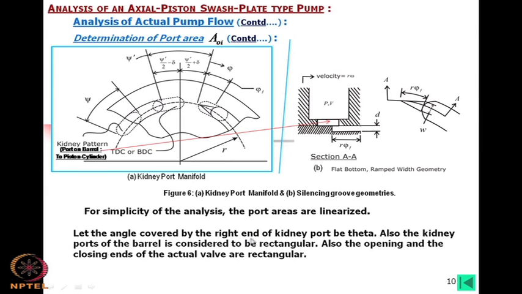Let the angle covered by the right end of the kidney port be theta. Also, the kidney port of the barrel is considered to be rectangular. That means it is slightly curved, but we will consider it rectangular. That means we will consider that this is a rectangle and this is a circle. This circle diameter will be the width of this one, and then the length is from this center to this center. Actually, it is curved.